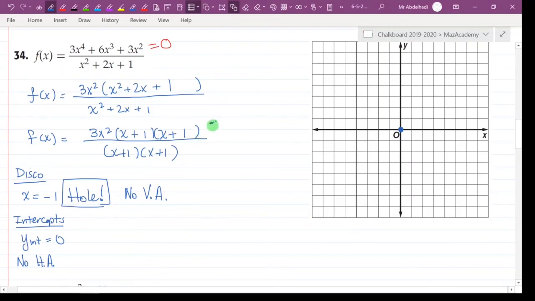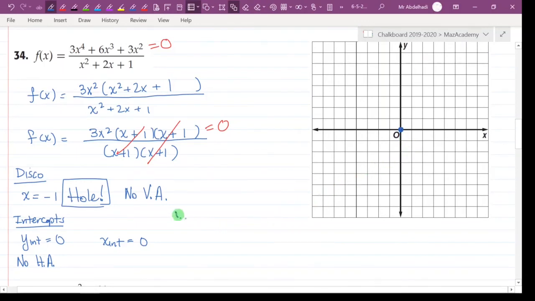How do you find x-intercepts? Well, you set the top equal to 0, okay? But before you set the top equal to 0, you need to simplify this thing. So we already said that you have to write down your discontinuities before you cancel anything out. But if you want to look for x-intercepts, you need to cancel these out now, okay? And all that's left is 3x squared. So when is 3x squared equal to 0? When x equals 0, okay? So that means your only x-intercept is x equals 0, which is the one here.